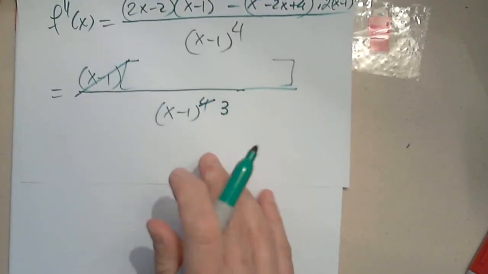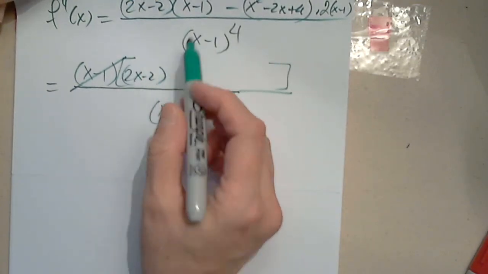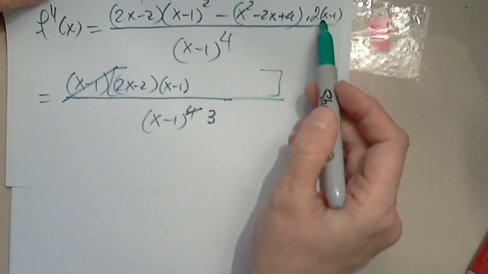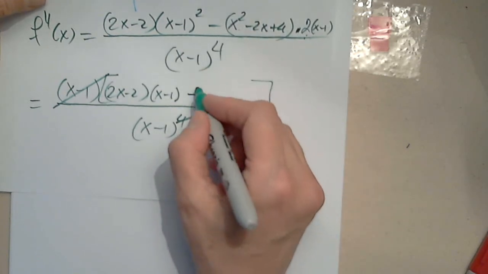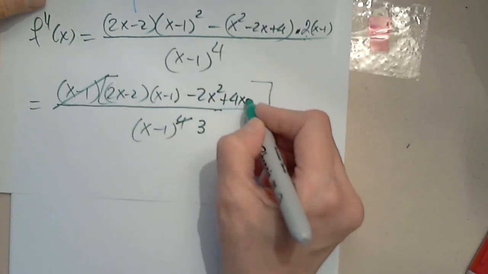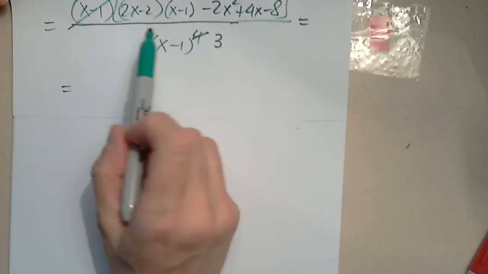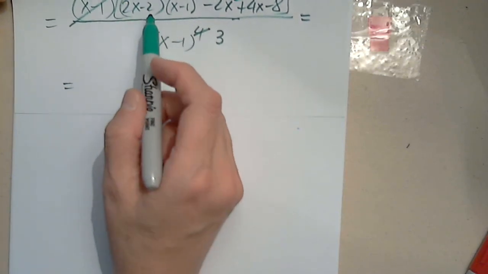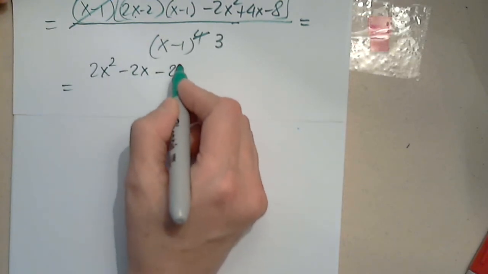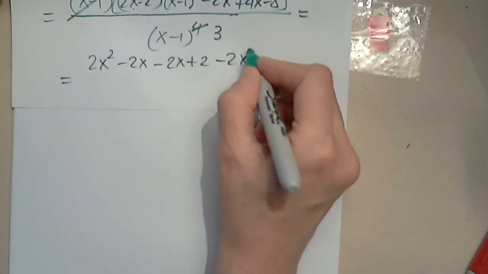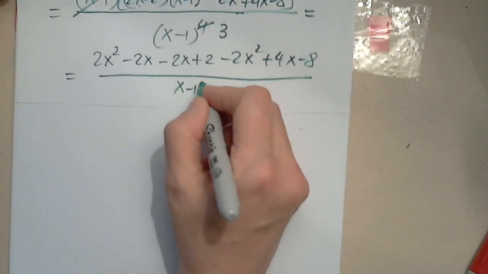Because I'm hoping for this. Let's see what is left. A 2x minus 2 that needs to be multiplied by x minus 1. This is out, and I don't want to forget that 2 that messed me up last time. 2 times this, negative 2x squared plus 4x minus 8. Okay, don't be tempted again to do anything, so I'll distribute. 2x squared minus 2x plus 2 minus 2x squared plus 4x minus 8 over x minus 1 to the 3rd.